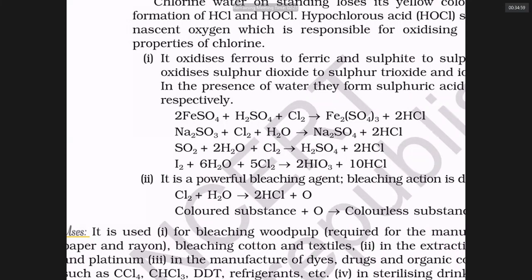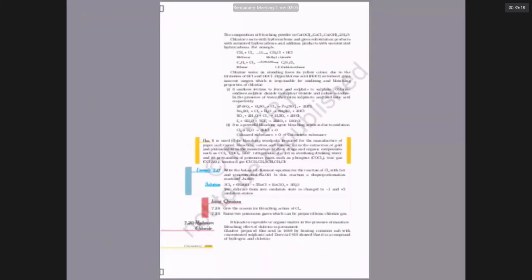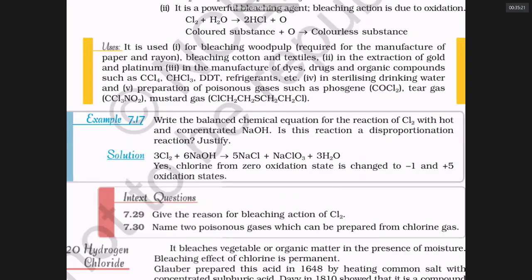So the chlorine is always trying to take away electrons, maybe from metal ions like ferrous ions, maybe from non-metal species like sulfite, sulfur dioxide, iodine. In all these cases, chlorine's ability to take electrons is demonstrated. I already said it is a good bleaching agent. It can remove the colors.